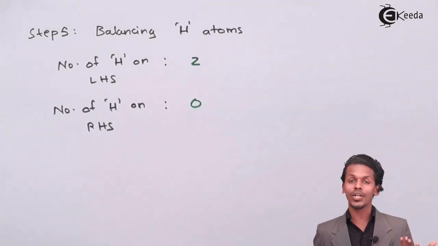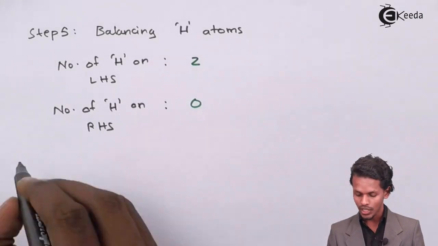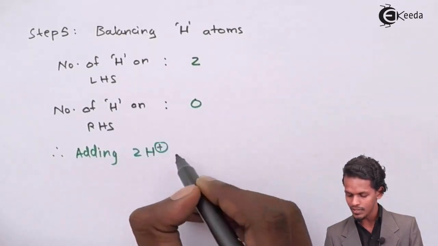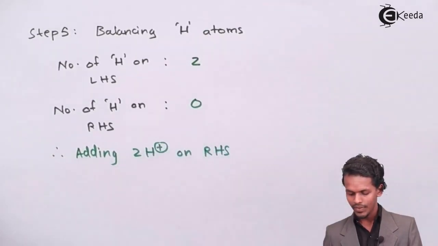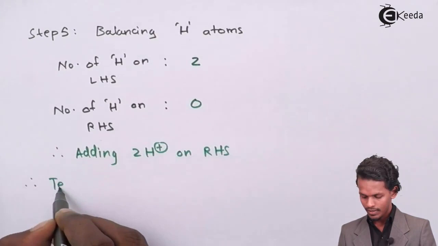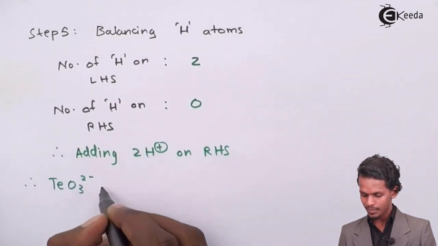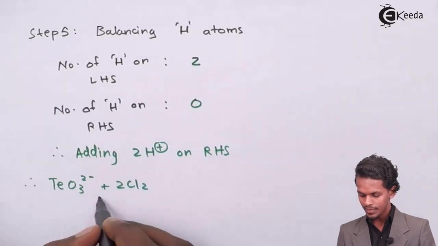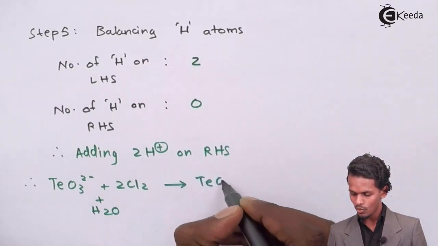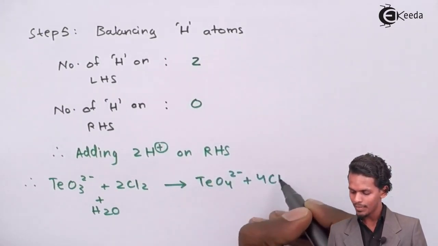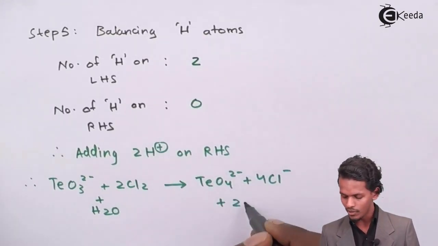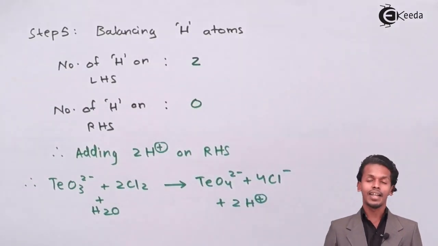So there is a deficiency of hydrogen on the right hand side. So what we are going to do is add 2 times H plus on the right hand side. By adding 2 times H plus on the right hand side, we get an equation of TeO3 2- plus 2 times Cl2 plus H2O, that will give me an ultimate answer as TeO4 2- plus 4 times Cl- plus 2 times H plus ion on the right hand side.